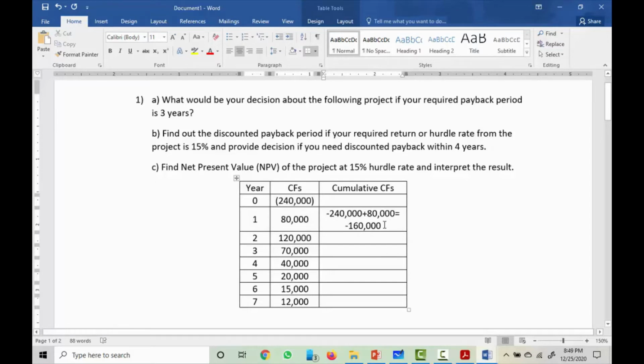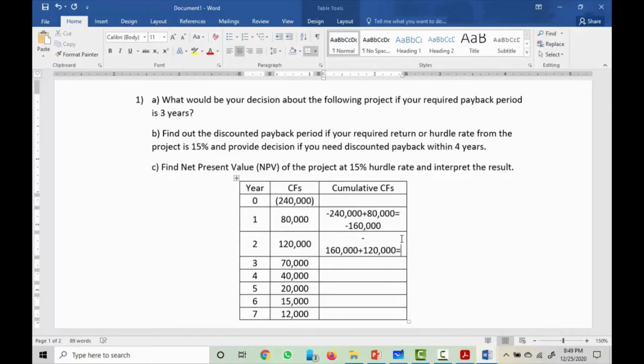That means after year 1 we still need 160,000 taka of payback. After year 1 we only got 80,000 taka back. We still need 160,000 taka more from the project to get the investment back, right? Now we will add this one with 120,000. If you add these two, what we will get is minus 40,000.